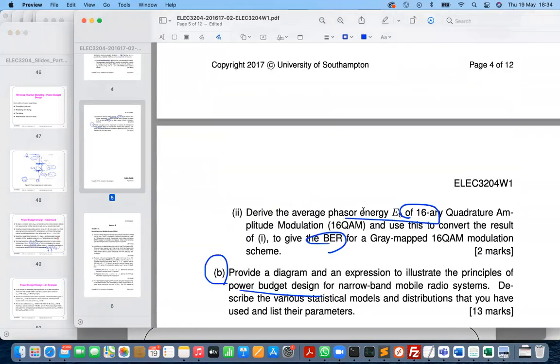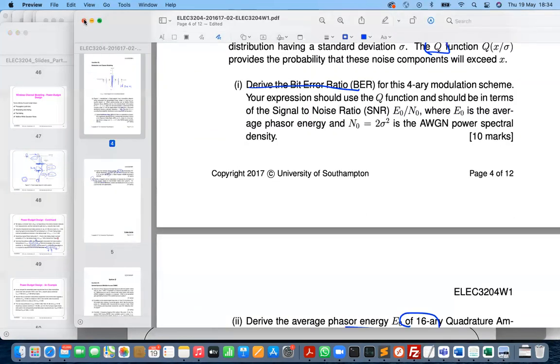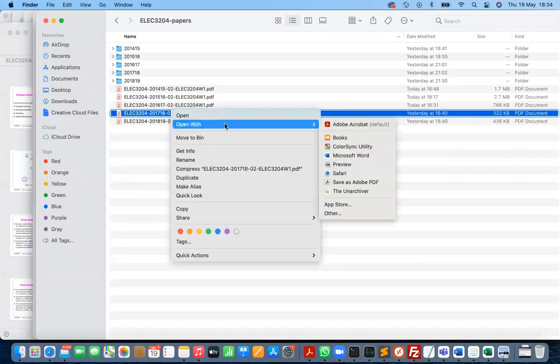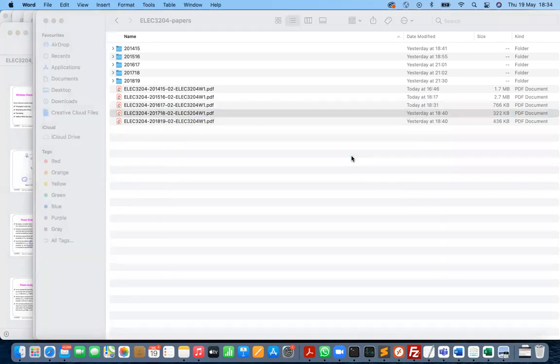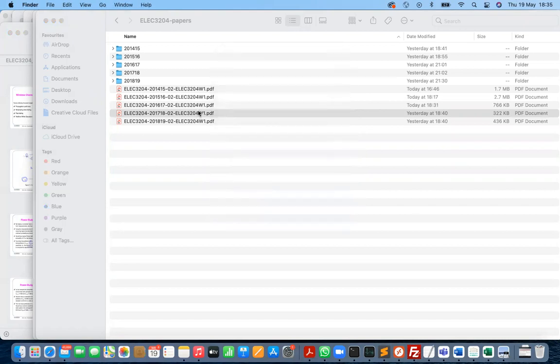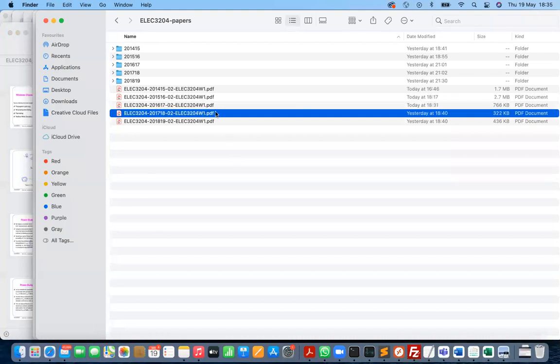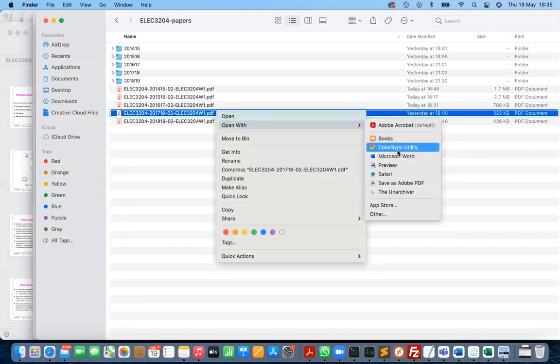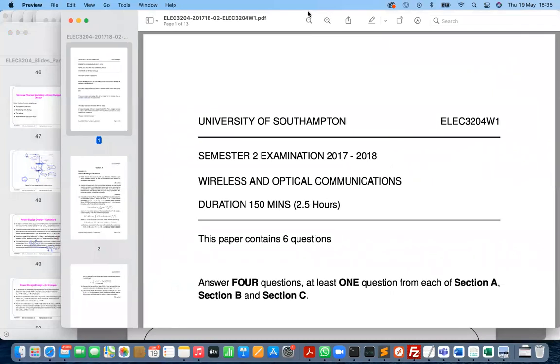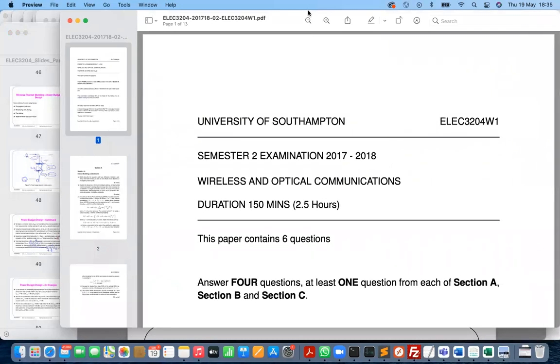Okay, so that's the third exam paper done. Let's look at the fourth exam paper, which has a more difficult question, I remember. Yes, it has a more difficult question. So I need to emphasize a little bit more on this. Okay, so this is the exam paper for the year of 2017 to 2018.